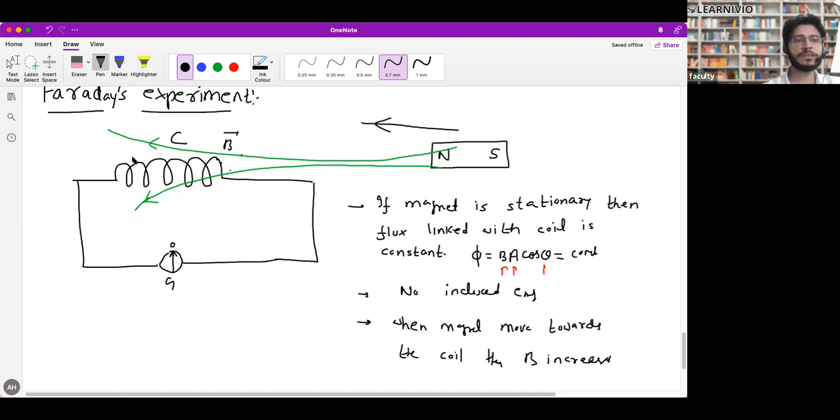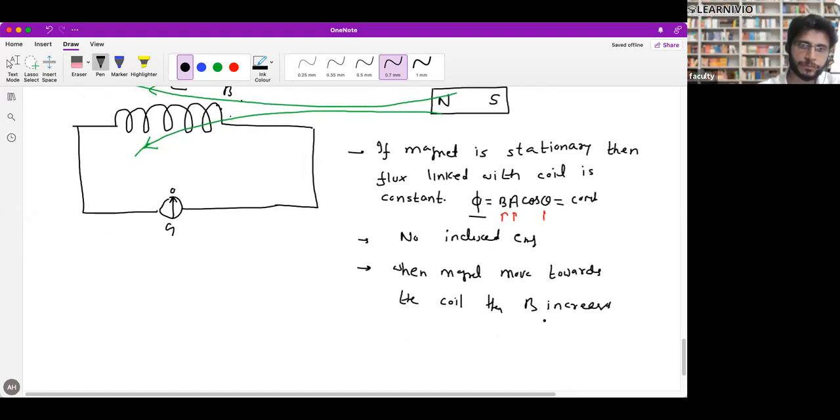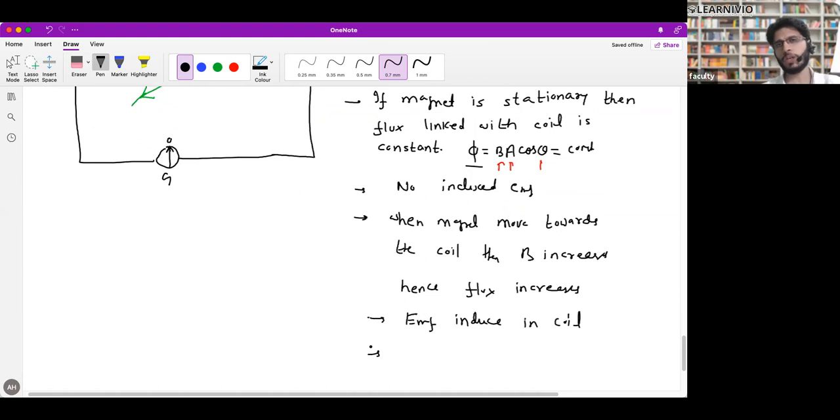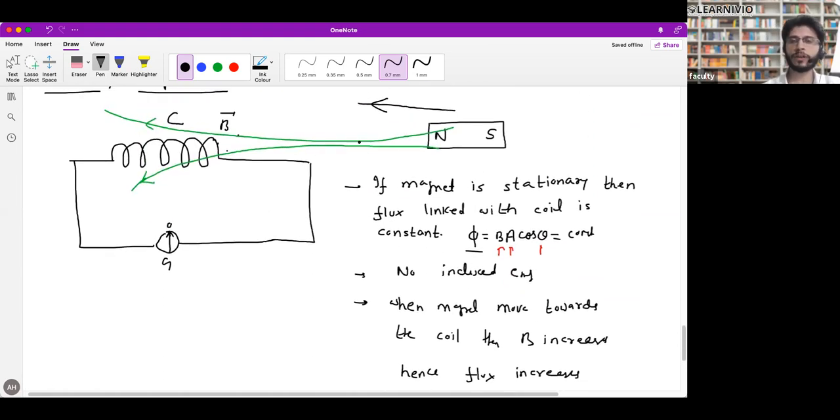Okay, when B increases, what happens with the flux? If B increases, then what happens with the flux? Flux will remain constant, it will increase or it will decrease. Yes, it will increase. Hence, flux increases. When I say flux, it means magnetic flux. And as the flux increases, EMF is induced in the coil. This induced EMF will last till the flux is changing.